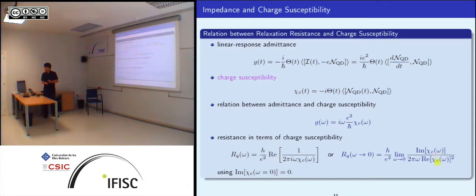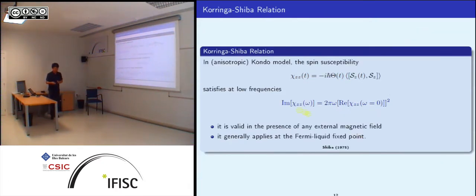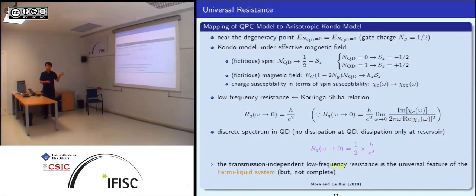So if we have some nice relation between charge susceptibility at low frequency, especially in the real part and imaginary part, we will have some kind of constant for the resistance. And we have a similar relation for spin susceptibility. It's known as the Korringa relation. So for spin susceptibility, its imaginary part has a very simple relation with its real part. But this is for the spin susceptibility.